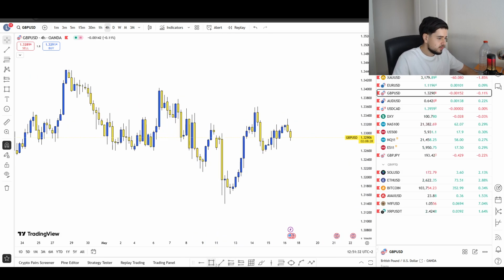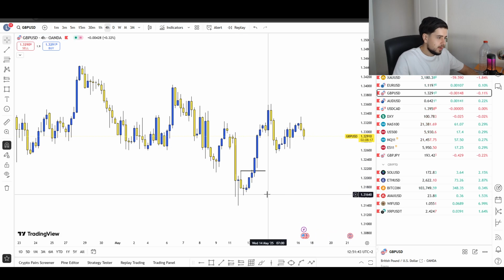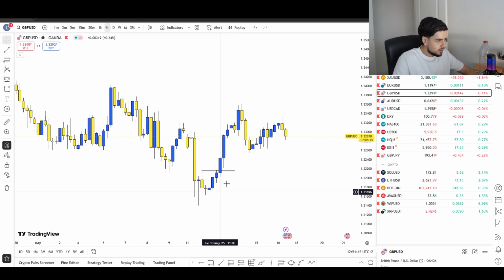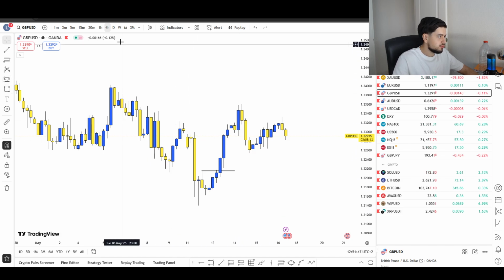Then we leave this high here. As you can see, this is a high because we had a candle that closed bullish and then a bearish candle right after that. So this created a high, and then we close above that high here, which creates a break of structure on the 4-hourly. And this happens on every single time frame.